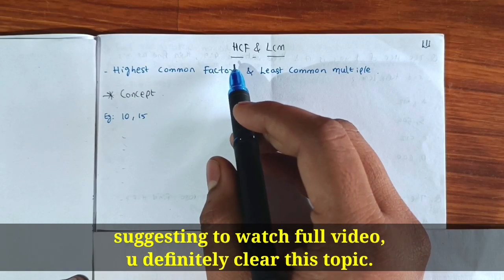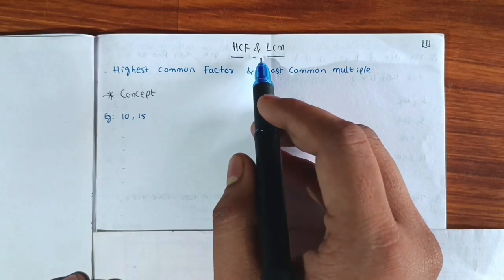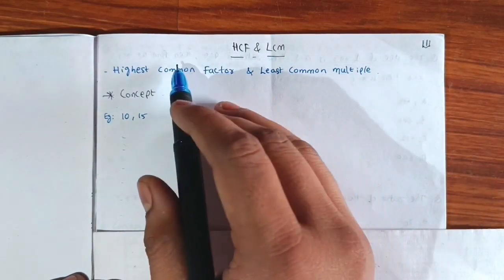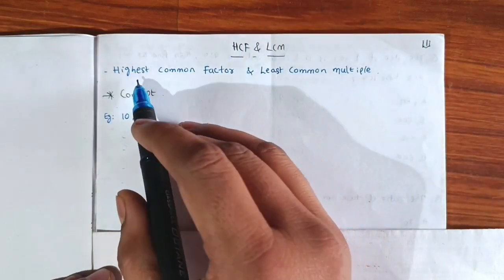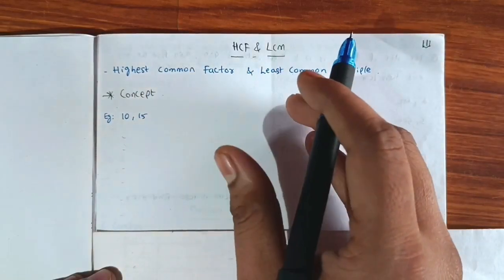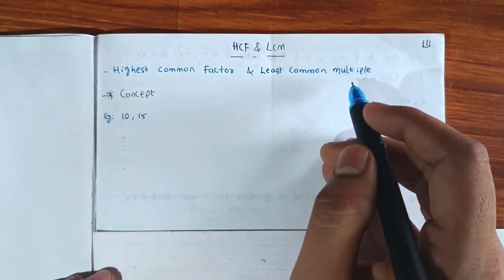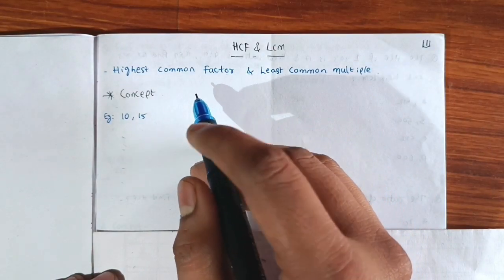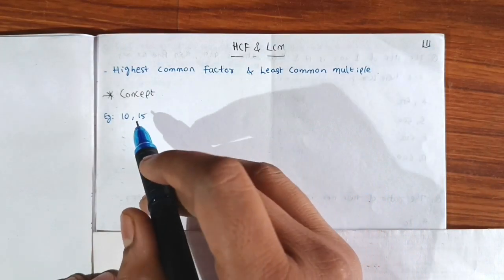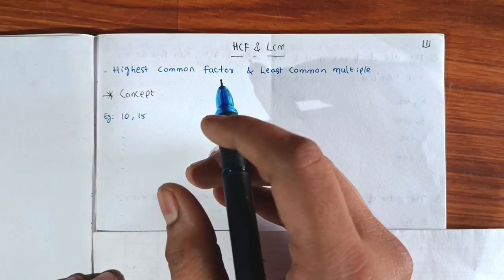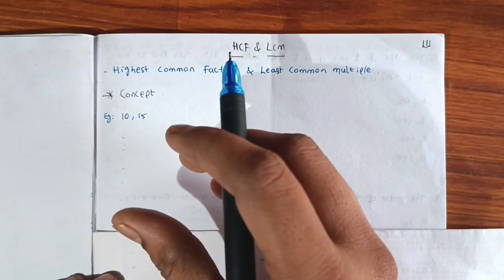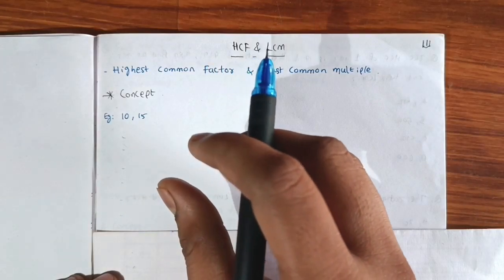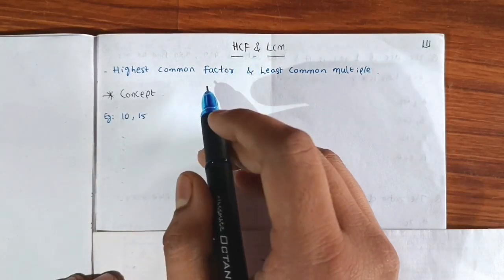In this video, we are going to see the topic HCF and LCM of the Aptitude series. HCF stands for highest common factor, and LCM stands for least common multiple. HCF, the highest common factor, is like if any two or more numbers are there, then the highest factor which divides all the numbers and leaves remainder 0 is known as the highest common factor.